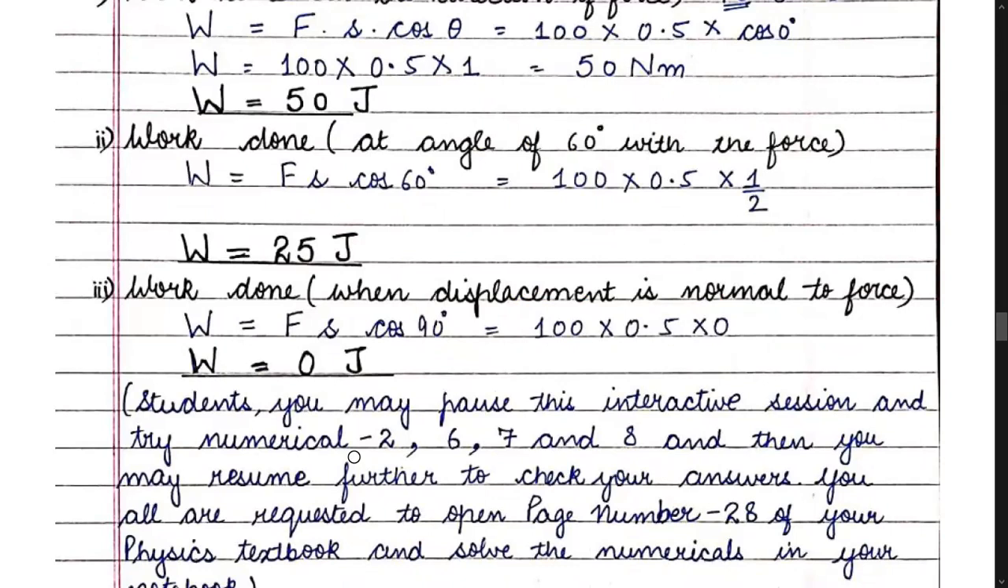So children, now you pause the video for around 20 minutes. And in the meantime, do numerical number 1 also, then 2, 6, 7, and 8 in your physics notebook. And then after you are done, you can resume the session further. So first, pause the video.